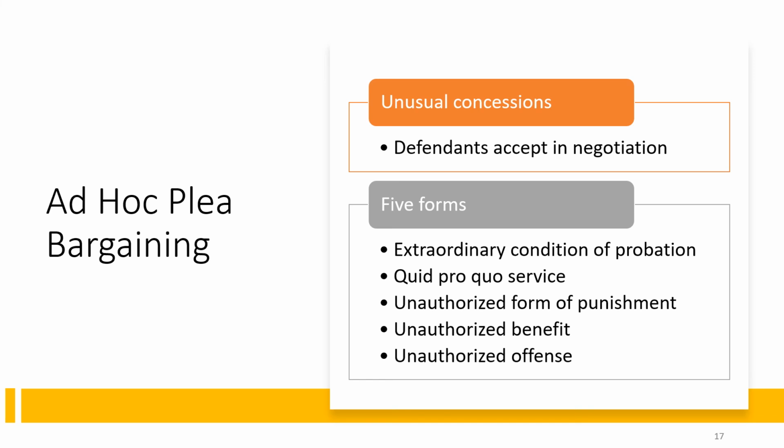Sometimes you have ad hoc plea bargaining, and defendants will make unusual concessions. Maybe they don't want to attend family violence counseling. Maybe they'd rather do an inpatient substance abuse program because they feel like that's the root of the issue, and prosecutors can agree to it. There's all sorts of different things that you can do in a plea bargain. They can agree to an extraordinary condition of probation, like shock probation. They do 20 days in jail and then they come out and finish probation. There's all sorts of things that can be done.